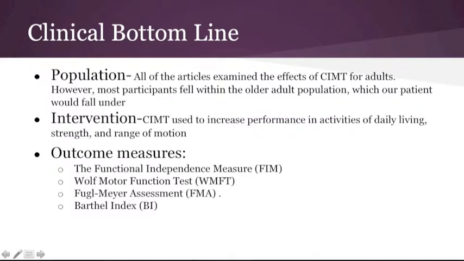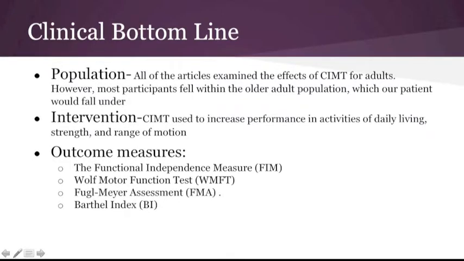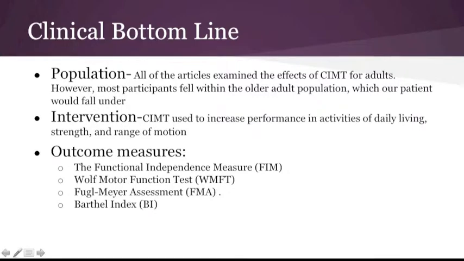Intervention. Mr. Young's occupational therapist should consider using constraint-induced movement therapy to increase performance in activities of daily living, strength, and range of motion based on the evidence supporting this intervention. Outcome measures. The outcome measures that were used for both constraint-induced movement therapy and traditional rehab looked at overall physiological functioning and activities of daily living. These outcome measures included the Functional Independence Measure, Wolf Motor Function Test, Fugl-Meyer Assessment, and the Barthel Index.